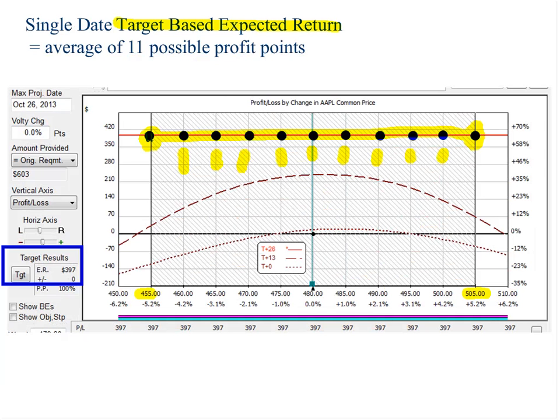Now in this case, if you ran that, you'd get $397 at each of those 11 data points. It then averages these up, and watch this on the left here. Expected return, $397. Now that's real simple. That's a real simple example of a single date price range target. Let's get a little more advanced now.